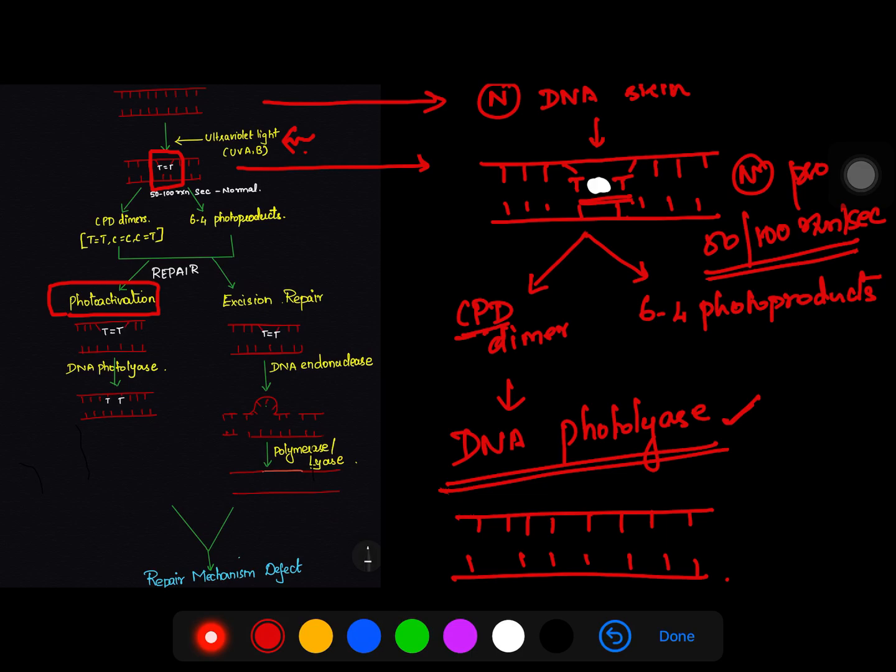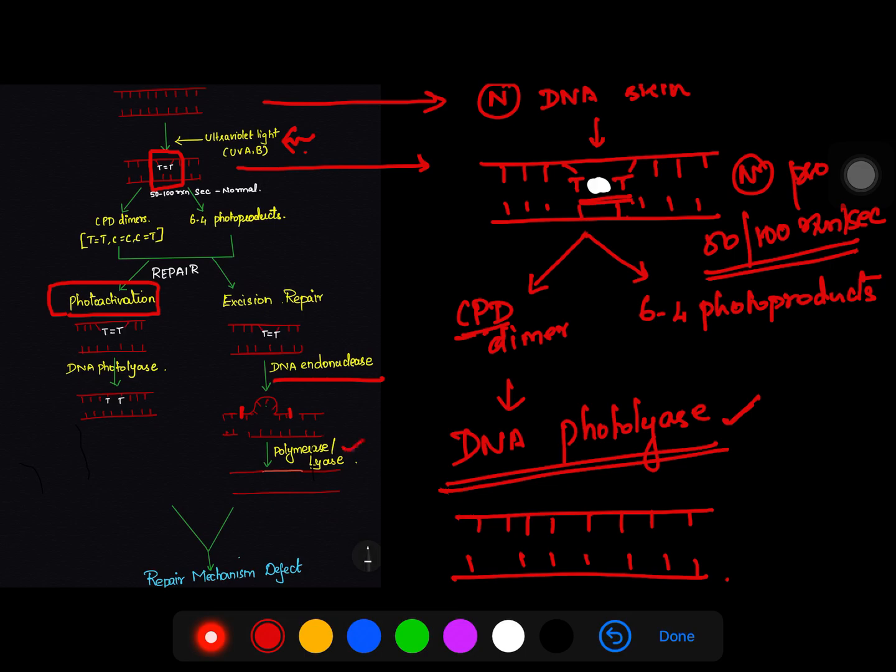Another mechanism is base excision repair, which we have already discussed in our previous video. In base excision repair there is an enzyme, DNA endonuclease. The DNA endonuclease will cut and remove the damaged part, and in that place, with the help of polymerase and ligase, a new strand will be synthesized and ligated. Hence as a result of dimer formation, our repairing mechanism comes into action to rectify it, either by the photoactivation method or by the excision repair method.